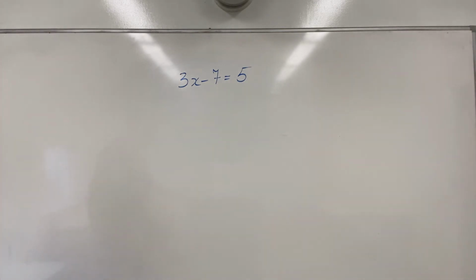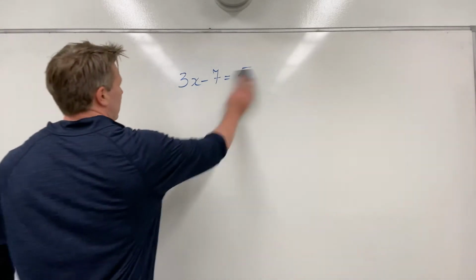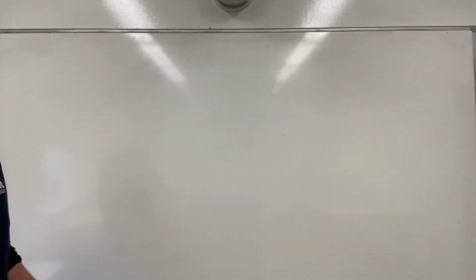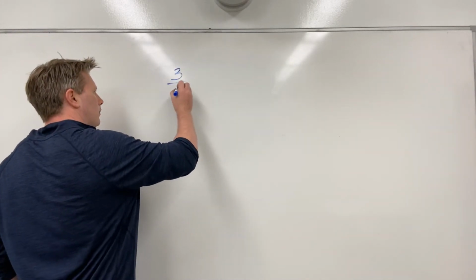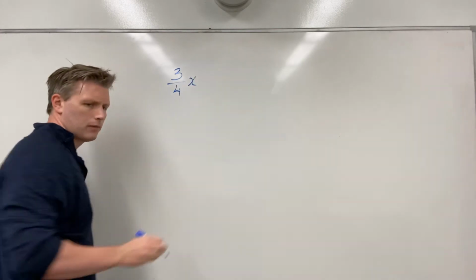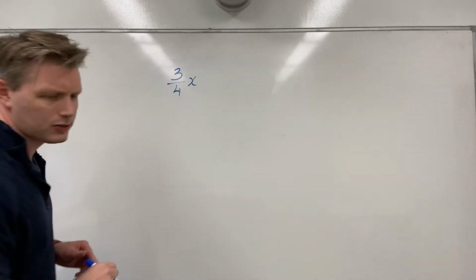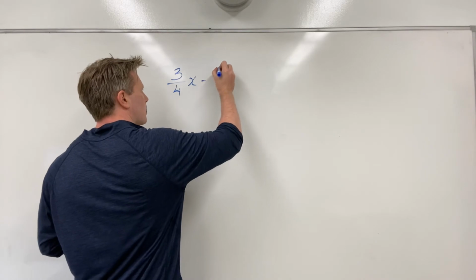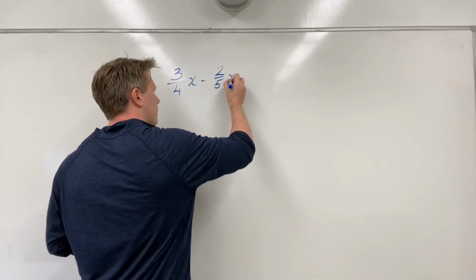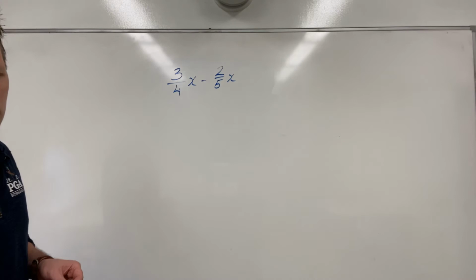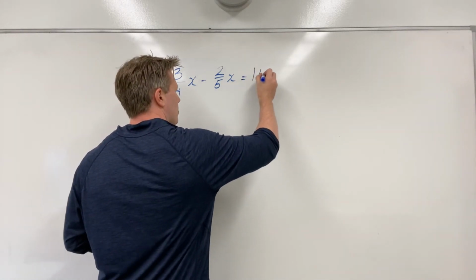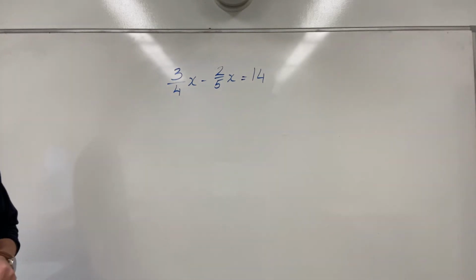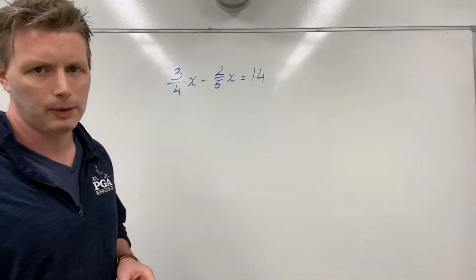All right. Here is a slightly different one. We're going to finish on this problem. 3/4 x minus 2/5 x equals 14. And we're going to try that problem. 3/4 x minus 2/5 x equals 14.